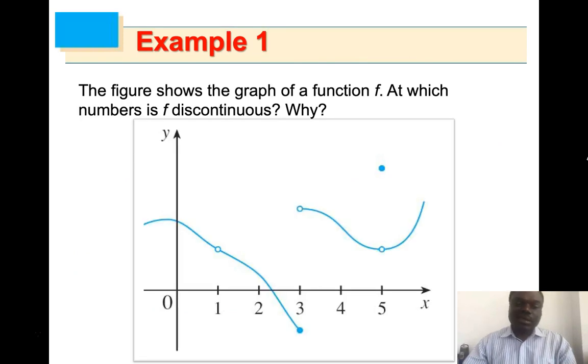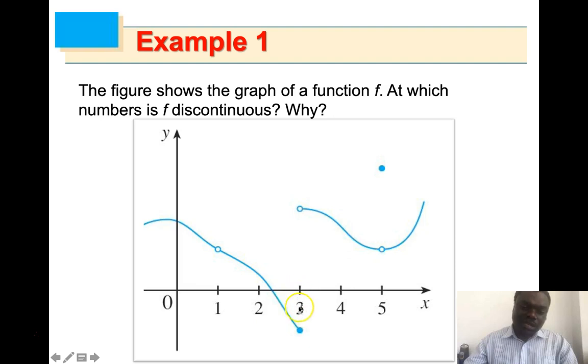Example, we will look at this figure and find out at which points the function is discontinuous and explain why they are discontinuous. We will see that at the point x equals 1, there is a hole. This means the function is not defined. Remember the three conditions of continuity. The function should be defined at the point a, but the function is not defined at the point 1. So it is discontinuous at the point 1.